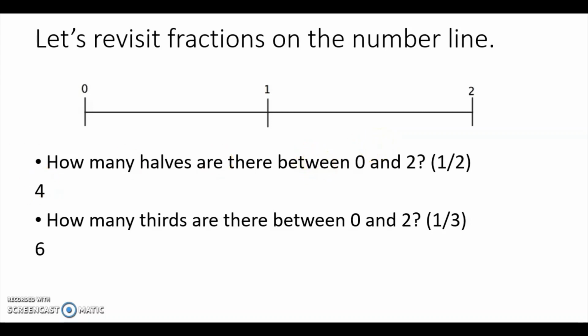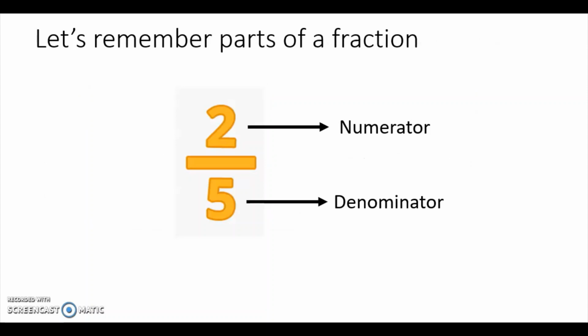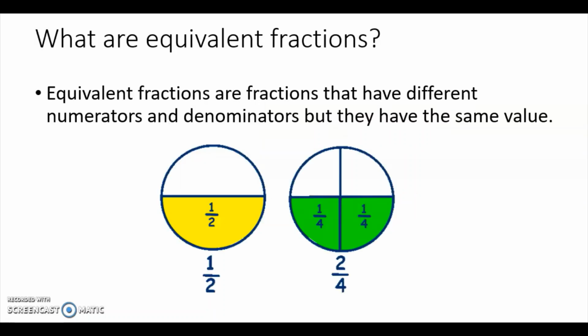Now let's review parts of a fraction. The top number is called the numerator. The bottom number is called the denominator. Numerator, the number at the top. Denominator, the number at the bottom. Okay, so now let's talk about it.